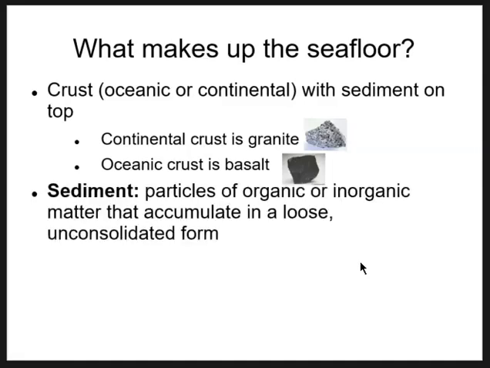Now, sediment is defined as particles of organic or inorganic matter that accumulate in a loose, unconsolidated form. So, essentially dirt that you see, sand that you see, those are all examples of sediment. And organic versus inorganic: organic means it came from carbon sources that were living. So we have shells and things like that. Inorganic is rocks that have been weathered away.